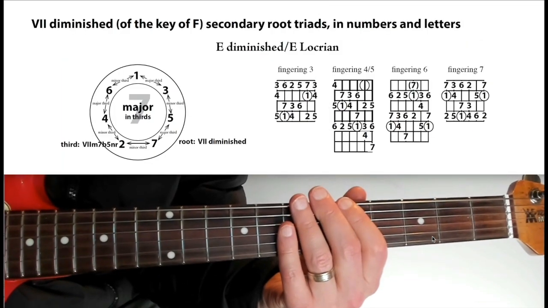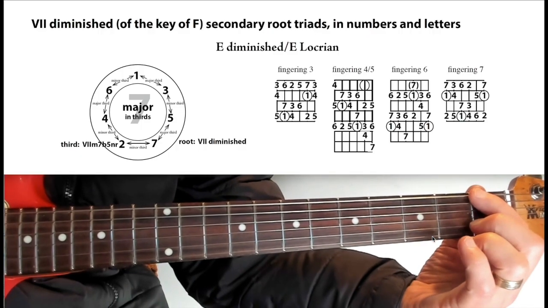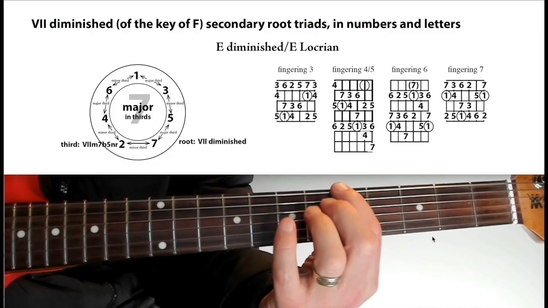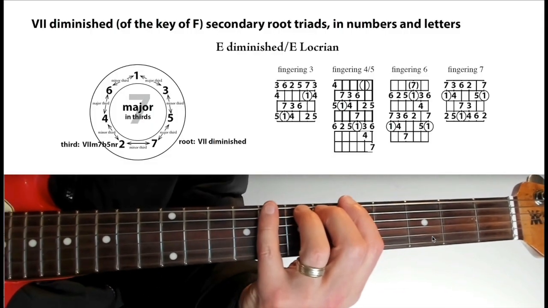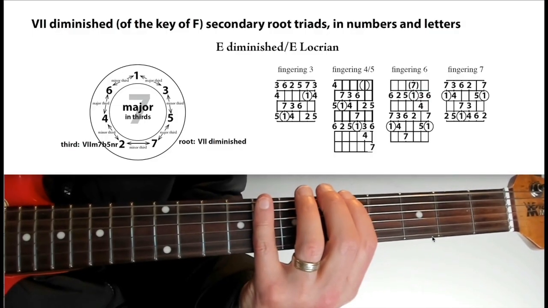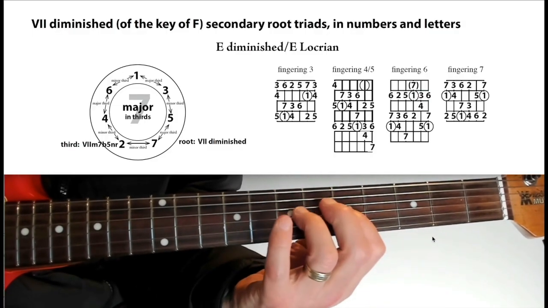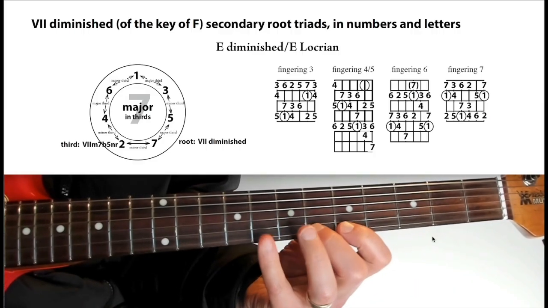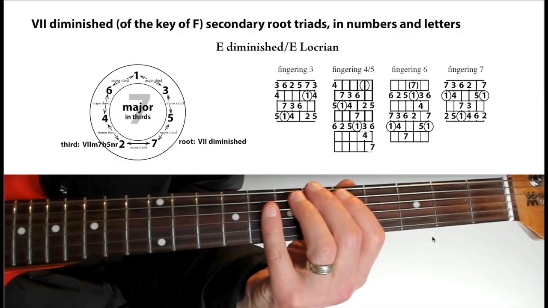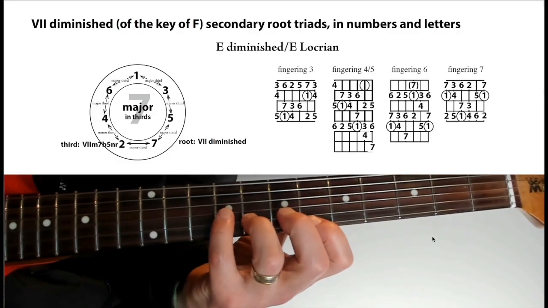7 diminished of the key of F, secondary root triads in numbers and letters. I'm using F major scale fingering 3, 1, 2, 3 of the F scale. 3 is the lowest tone on the 6th string, so I call it fingering 3. Scale tones 3, 4, 5, 6, 7, 1, 2, 3, 4, 5, 6, 7, 1, 2, 3, 4, 5. And 7, 2, 4 makes an E diminished from bass to treble.